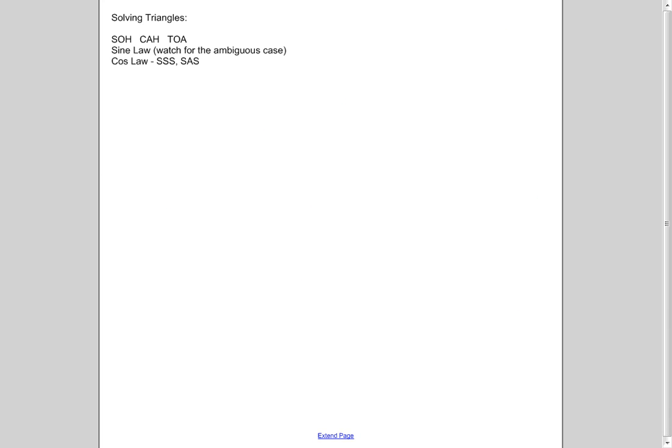All right, next slide. Then we did solving triangles, so some more practical. SOHCAHTOA, which we've done for a long time, sine law and cos law. So our order of operations would be to look for a right angle triangle, which you can also use Pythagorean theorem on. Then we would look for the sine law, where you would need to have an angle side pair. And be careful to watch for the ambiguous case. Lastly, we use the cos law when we have three sides or side angle side.